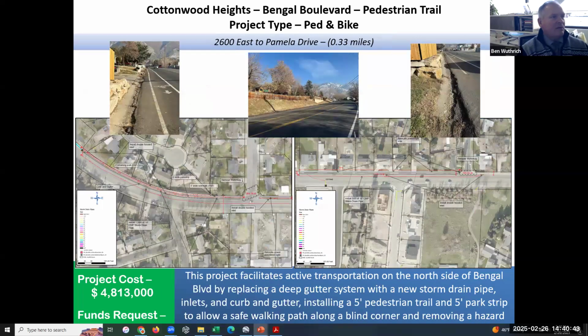Next project is in Cottonwood Heights. This is on Bengal Boulevard. This is a pedestrian trail between 2600 East and Pamela Drive, a little more than 3/10 of a mile, to replace a deep gutter system there on the north side. Estimated project cost is 4.8 plus million. Funds being requested are 4.4 plus million.